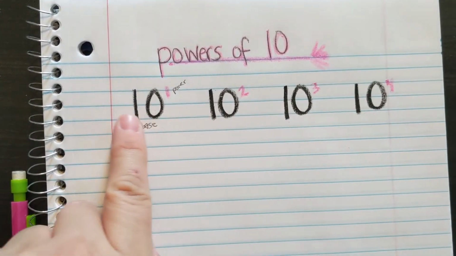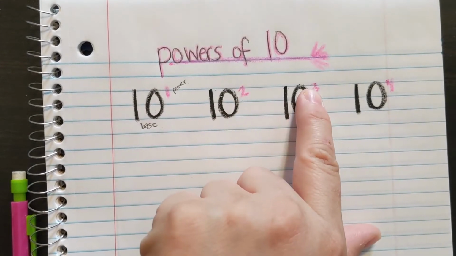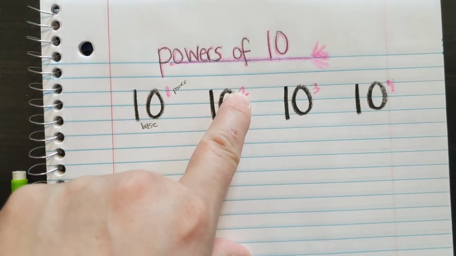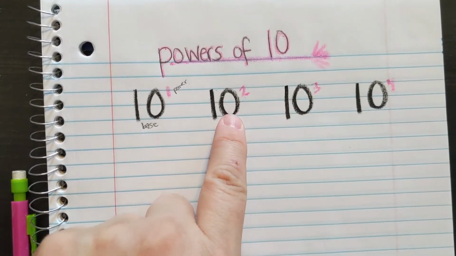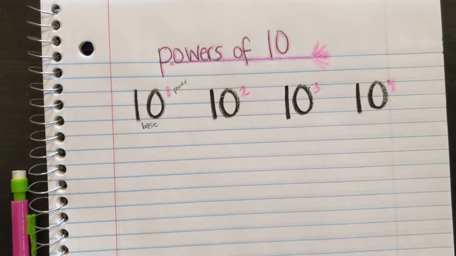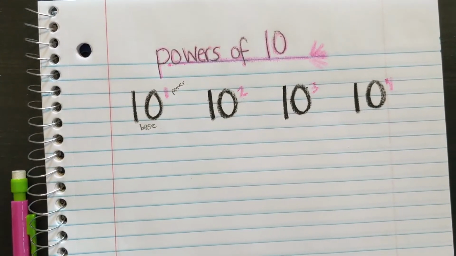Sometimes these get said as 10 squared or 10 cubed, because a square has 2 dimensions, a length and width, and a cube has 3 dimensions. So 10 squared, 10 cubed. That was just a little bit of challenge for some of your minds. But otherwise, the base is the big number, the power is the tiny number.